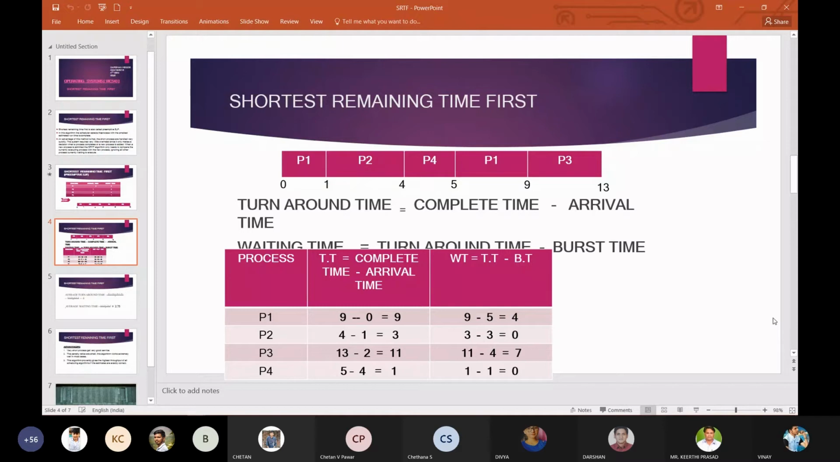So we have calculated the turnaround time. We know the burst time already. Turnaround time of P1 is 9 and its burst time is 5. 9 minus 5 is 4. Turnaround time of P2 is 3. Its burst time is 3. So 3 minus 3 is 0. Turnaround time of P3 is 11 and its burst time is 4. 11 minus 4 is 7. Turnaround time of P4 is 1 and its burst time is 1. So 1 minus 1 is 0. Next slide.